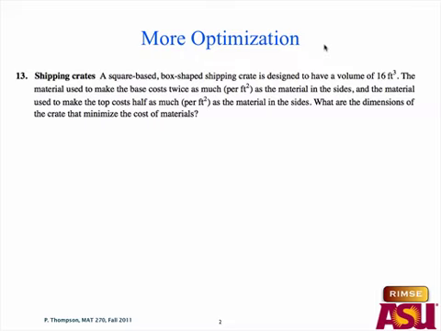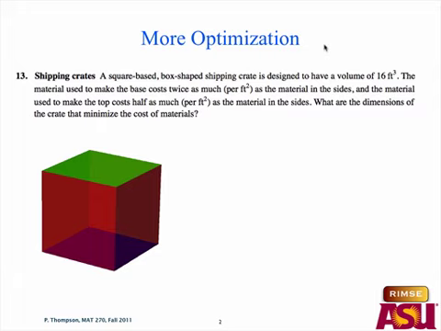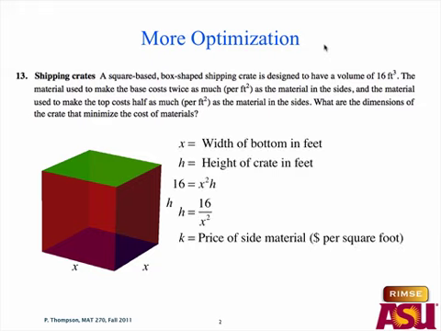All right. Okay. So picture is always good. And then what do we say about the dimensions of the base? It's a square. So we can call those the same. So we're keeping things as simple as we can. Those dimensions are the same. So we can say x is the width of the bottom in feet, h is the height. So what am I saying here? 16 equals x squared h. What's that about?